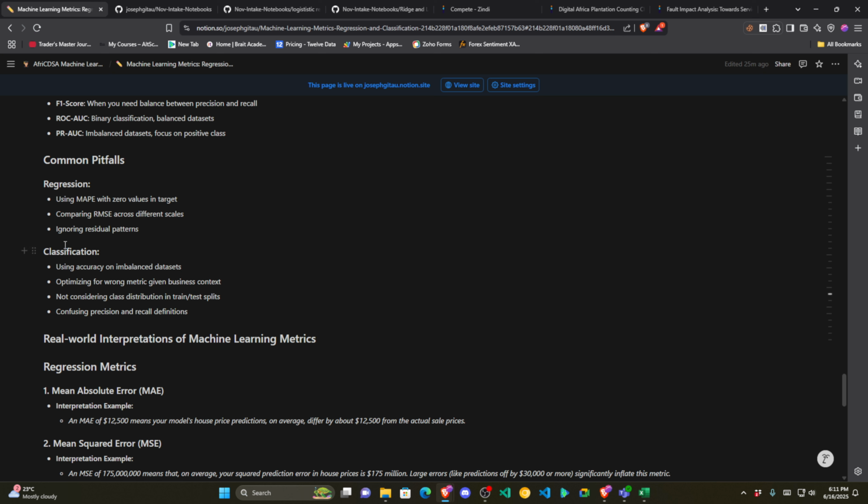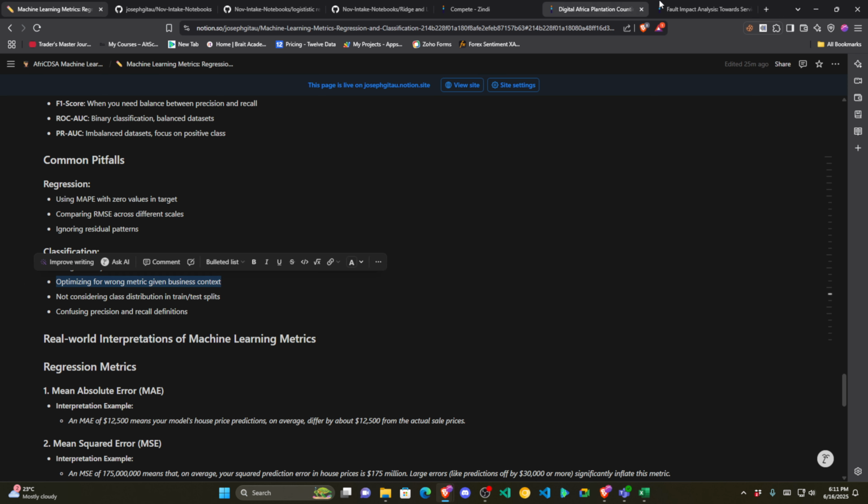And for classification, if you use accuracy score on imbalanced datasets, then the results that you will get will not be accurate, because you'll need to explain, for the class that has a minimum number of samples, how the model is coming up with predictions for that class. Are they accurate compared to the class that has the majority, or is it really different, or is it lacking? Okay, so you will need to use an even better evaluation metric for that part. Then optimizing for the wrong metric given the business context.